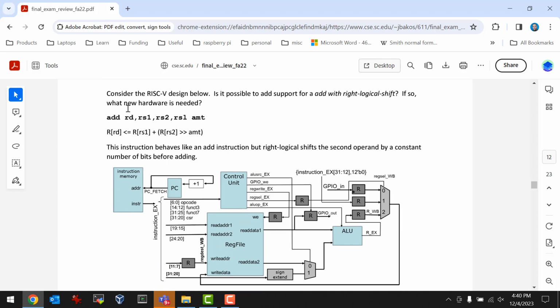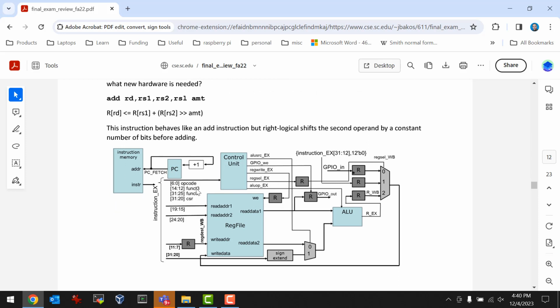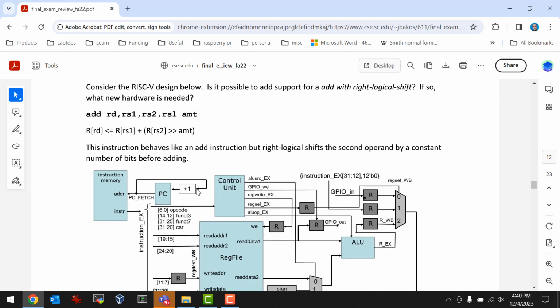Consider the RISC-V design below. Is it possible to add support for the add with write logical shift? Oh yeah. So this instruction is actually on ARM processors, believe it or not. ARM processors support this thing called a flexible second operand, where you can actually do certain things to the second operand, like shift it before you feed it into the ALU. It's pretty cool. It's useful for things like fixed point, for instance.